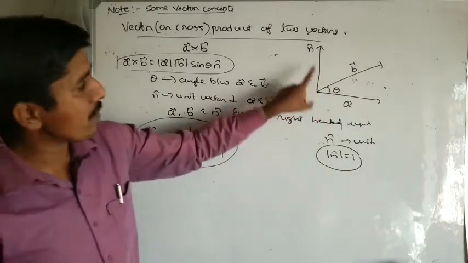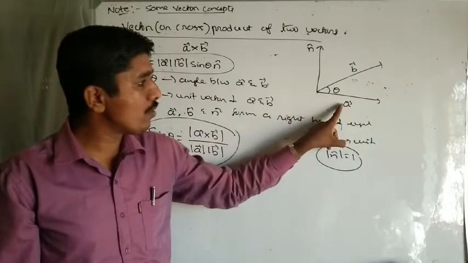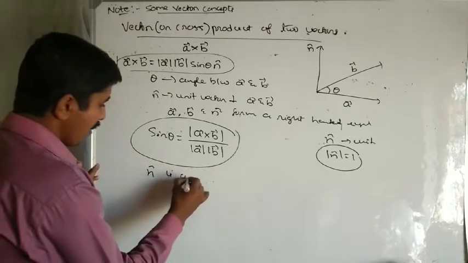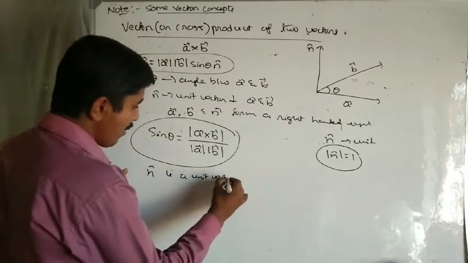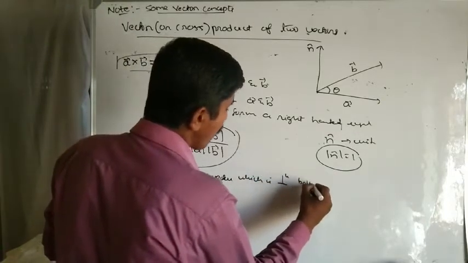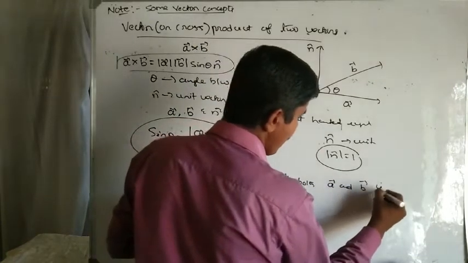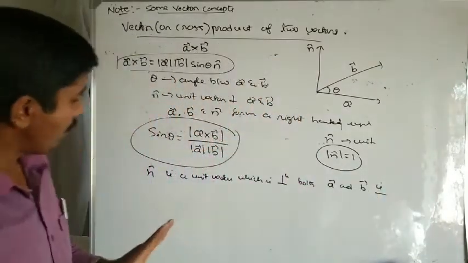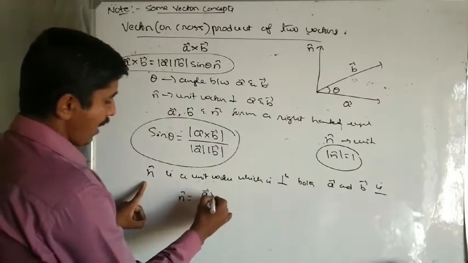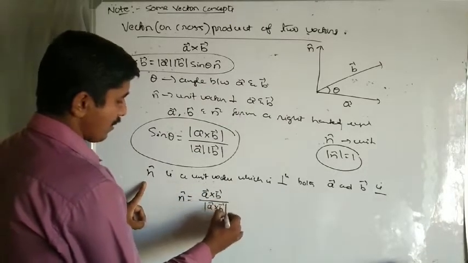And next, from the figure, n cap is a unit vector which is perpendicular to both vector A and vector B. It is given by n cap equal to vector A cross vector B divided by the magnitude of vector A cross vector B.